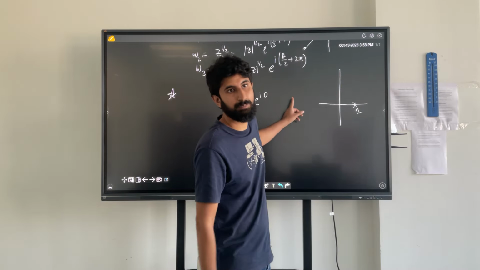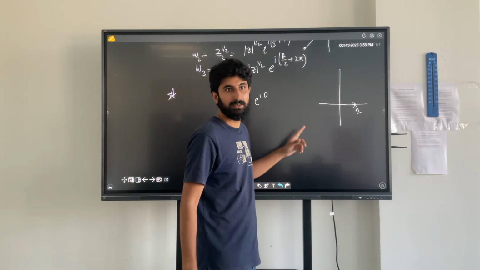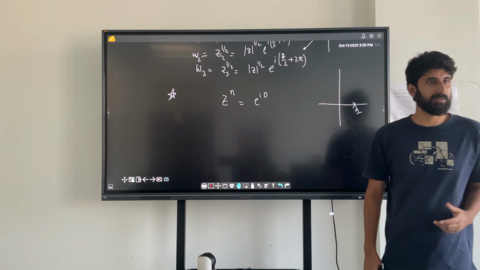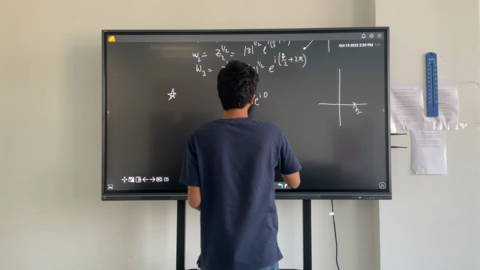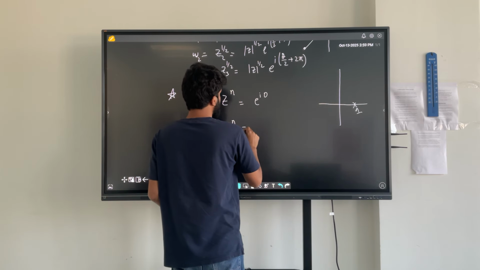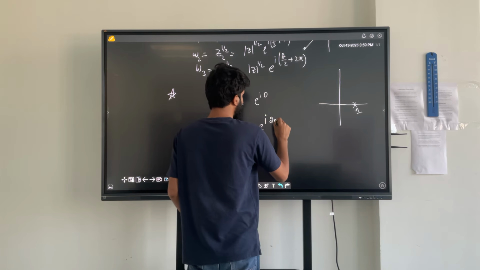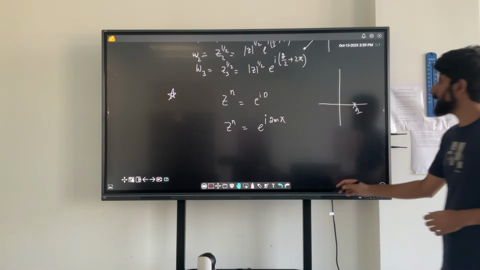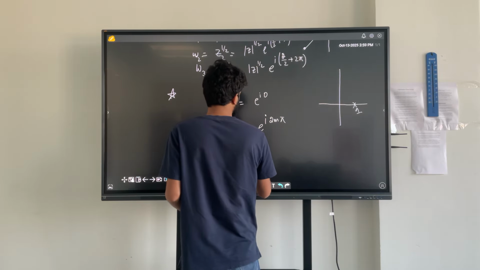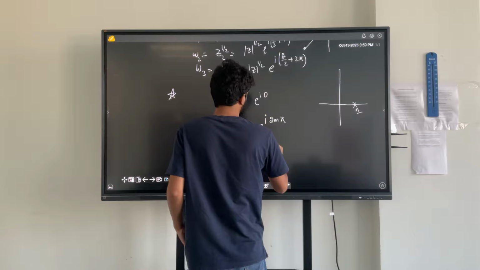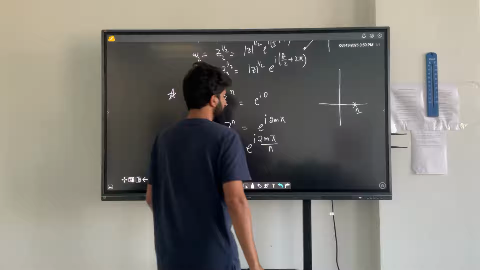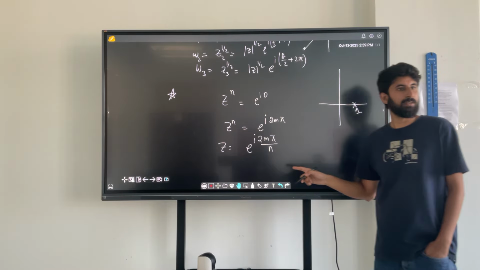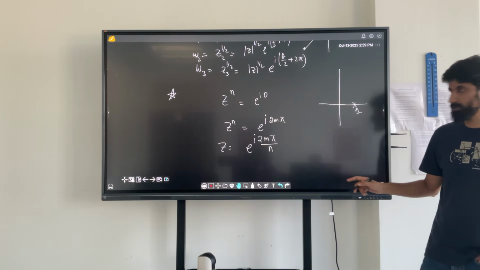But this is one of the representations. What are the other representations? e power iota 2m pi. These are all the other representations. So z to the power n is e power i 2m pi, if I'm using the mth representation. That immediately gives z as e power i 2m pi by n. And till what should m go? 0 to infinity?